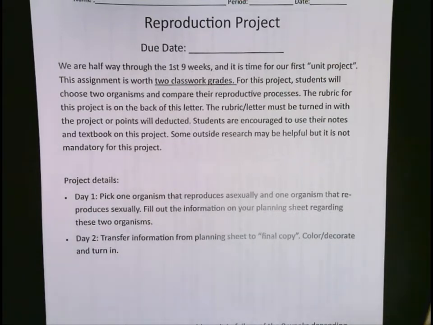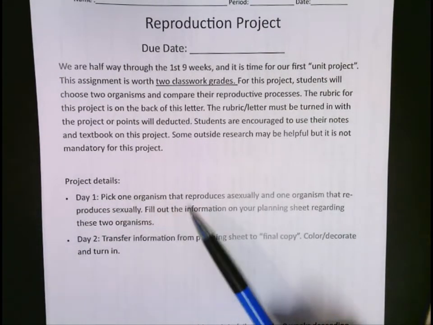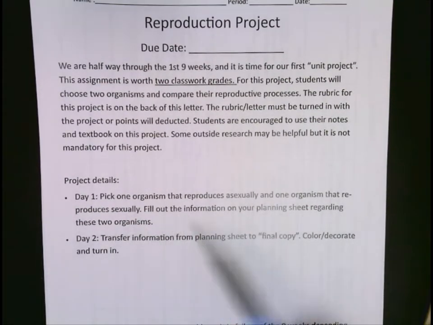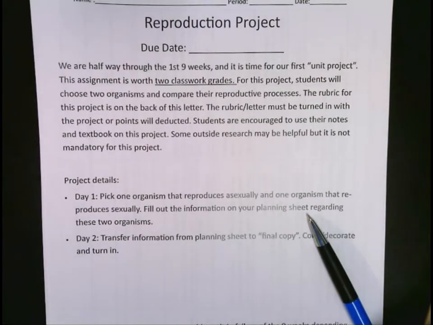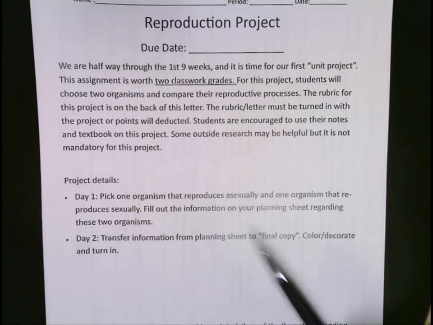If we're going to break this down into days, the first day, which is today, you're going to pick one organism that reproduces asexually and one organism that reproduces sexually. You're going to fill out the information on your planning sheet regarding these 2 organisms. If you're a VIP student, that document is attached to this assignment page. Tomorrow you're going to take the information from your planning sheet and transfer it to your final copy, and that's the one that you're going to decorate and turn in. If you are a VIP student, you're just going to make sure that everything is there and present and orderly, and you'll be good to go.